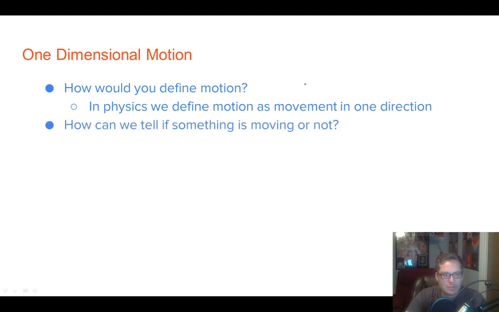Now, how can we tell if something is moving or not? Think about this for a second. If you're on the earth, sitting at your desk or standing, and you just sit there for a minute and try not to move, are you moving? Well, in relation to your desk, you're not moving. But in relation to the sun, you're definitely moving. In fact, you're moving quite quickly.